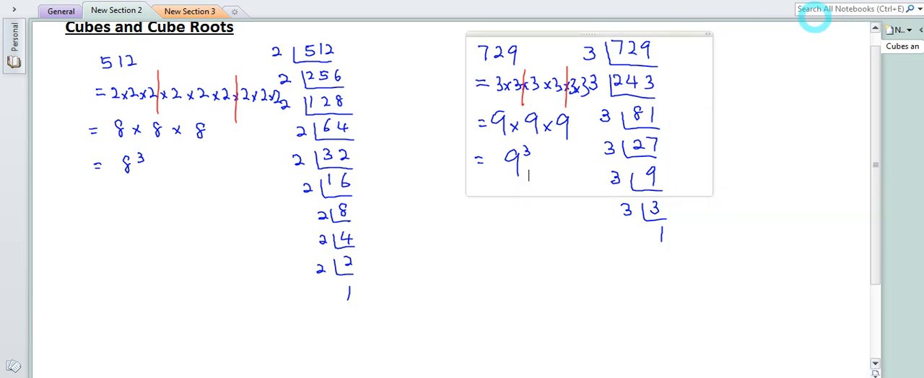Let me try a number which is not a perfect cube. How about we try 360? Same method. Take this 360 and divide by the smallest prime number. Divide by 2 first.